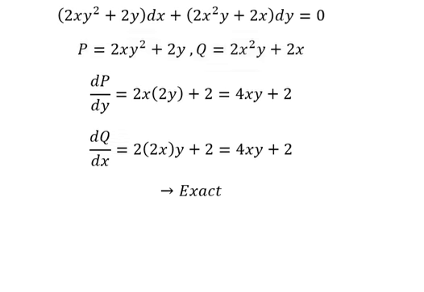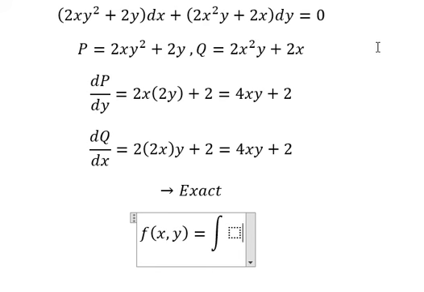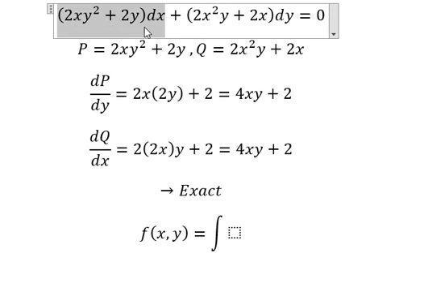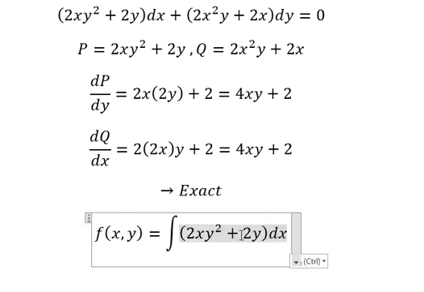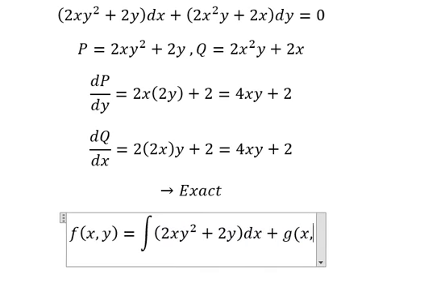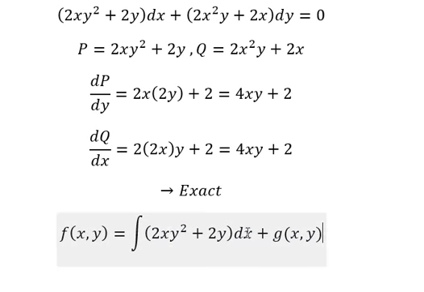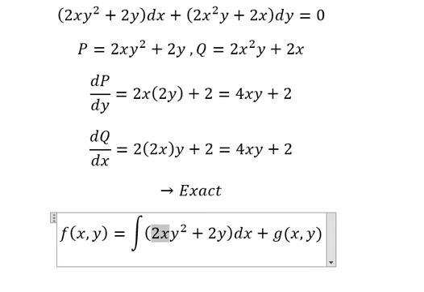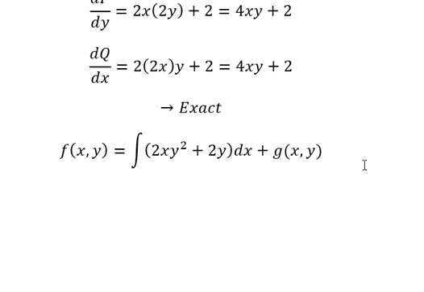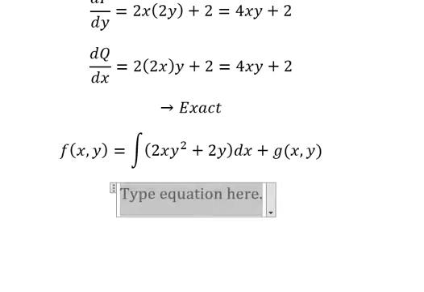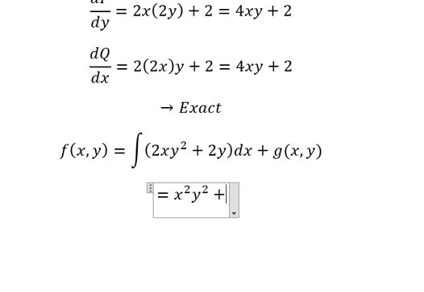Now we need to set up the function f(x,y). F(x,y) equals to the integration. So I choose this one plus 3xy. The integration of 2x, we have x squared. The integration of 2y in here, and we have 2xy.